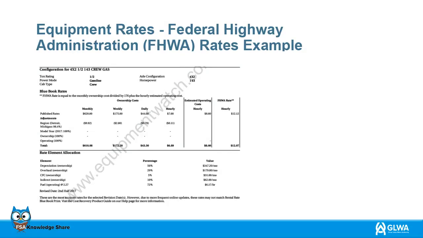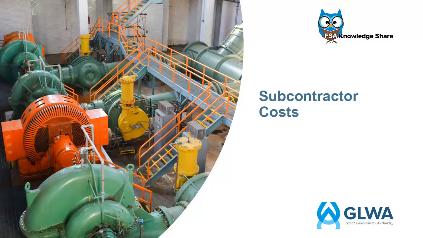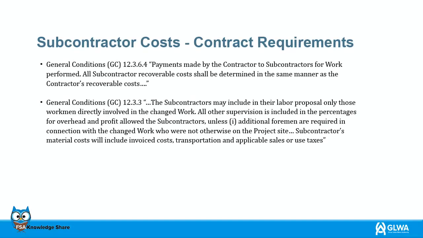The example shows the equipment rates for Federal Highway Administration. Our contract stipulates that the subcontractor shall provide the same level of cost proposal detail as is required for the prime contractor. The administration of a CCD can be found in Article 12 of GLWA's construction contract. The following slides will refer to specific sections of the contract which pertain to Subcontractor Costs contract requirements.